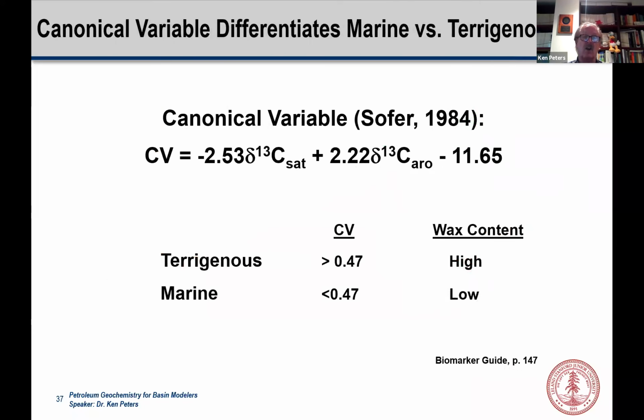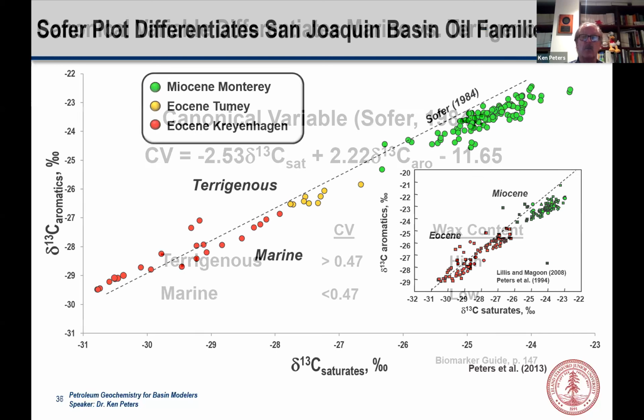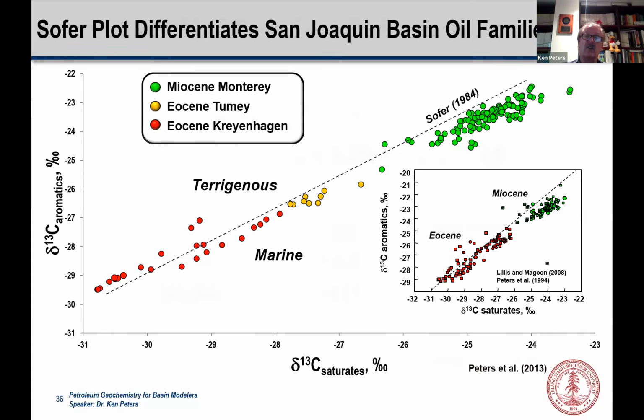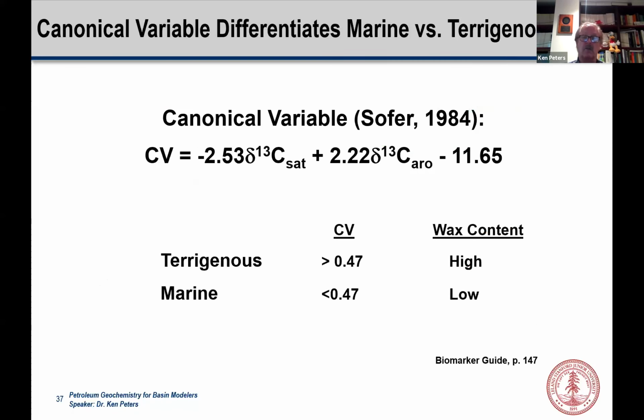Sofer defined the canonical variable. You can calculate it this way, and the canonical variable is another parameter that is related to this terrigenous versus marine distinction. Basically, the canonical variable is the orthogonal distance from this best fit line. That commonly corresponds with wax content from the gas chromatogram. Lots of n-alkanes, it's probably terrigenous. Fewer n-alkanes, it's probably a marine source rock.